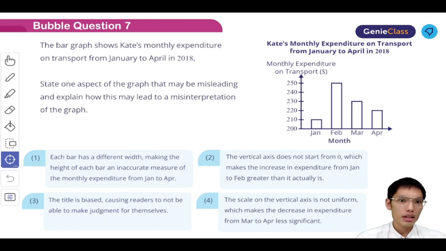Going to launch it right now in 3, 2, 1. Let's go. This is actually a Sec 1 graph over here, so it should be okay. You don't need too long. Look at it carefully and state what aspect of the graph can be misleading. Look at it carefully.